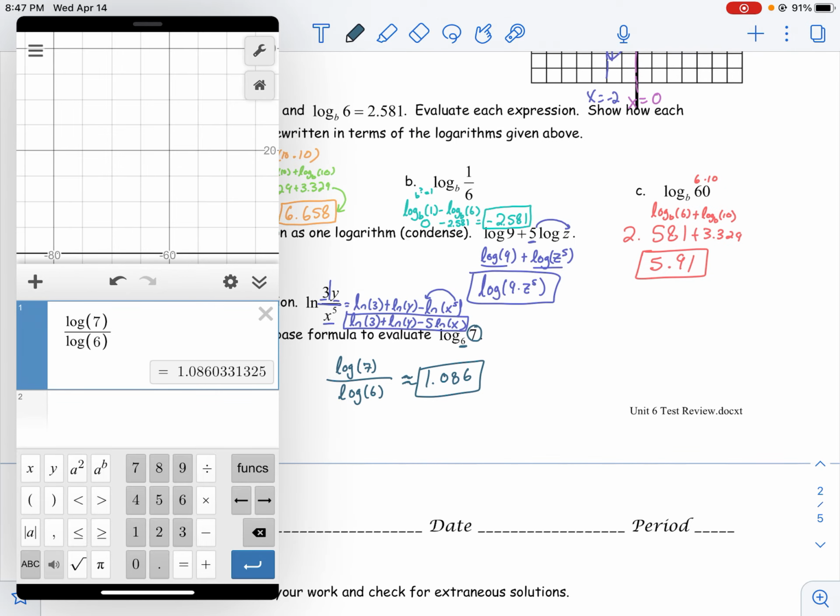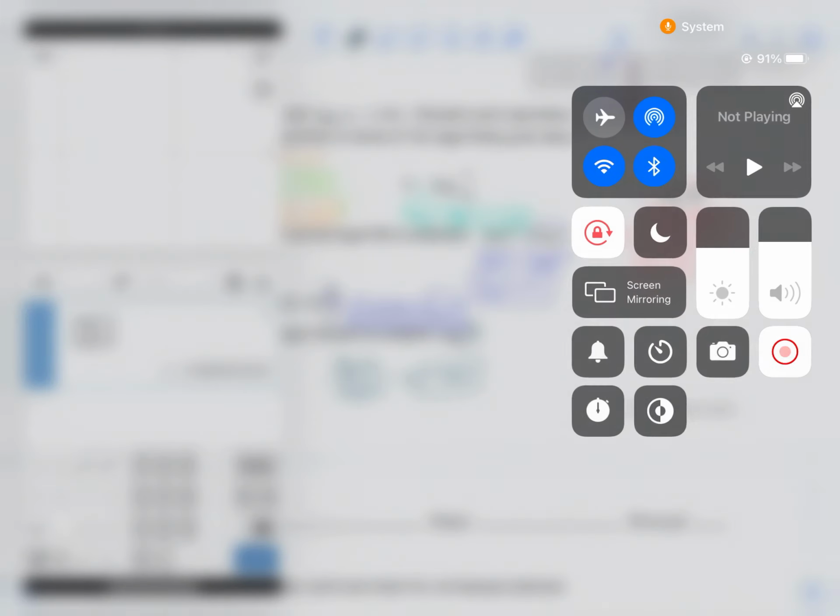Okay. And that is going to be it for page 2 of the review sheet, and then we'll be rolling on to page 3.